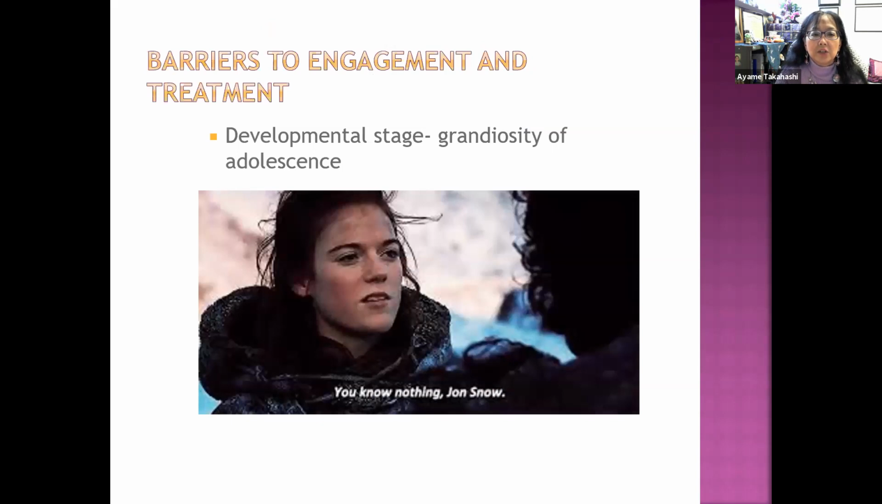So some of the barriers to engagement in treatment. Remember the developmental stage of adolescence, there's quite a bit of grandiosity. They think they know better and that the adults know nothing. And so you have to be aware of that when you try to engage adolescents in terms of getting them to buy into treatment or buy into the fact that they may have a problem.